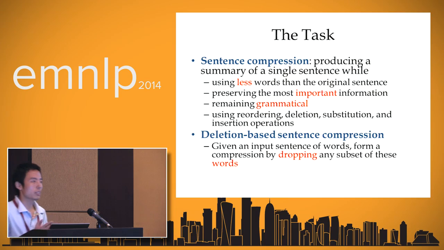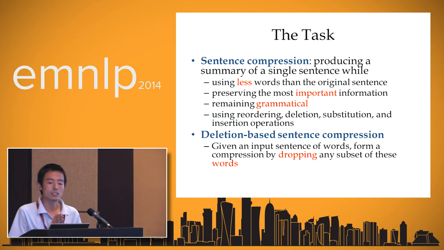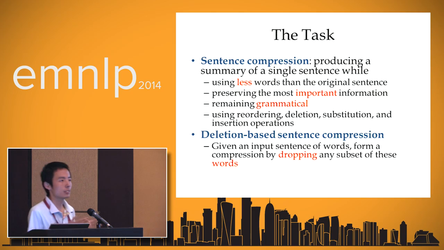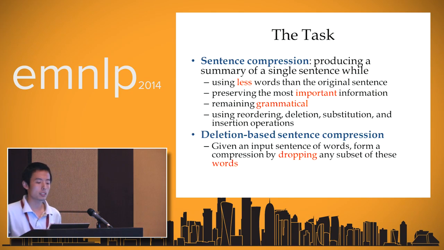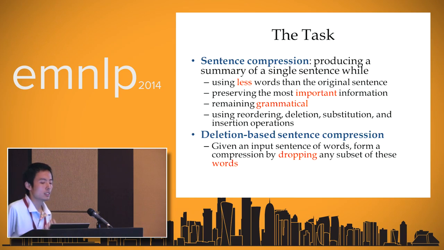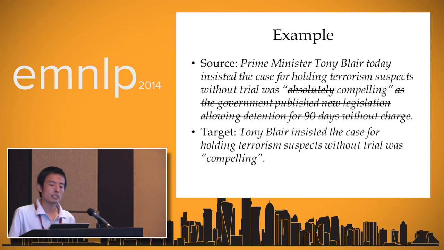And from the properties, we can intuitively think of one kind of method called the deletion-based sentence compression method, which tries to delete a subset of words from the original sentence to get the compressed one. So you should preserve the important words and delete the unimportant words, and then guarantee that the remaining structure is also grammatical. I'll give an example here.